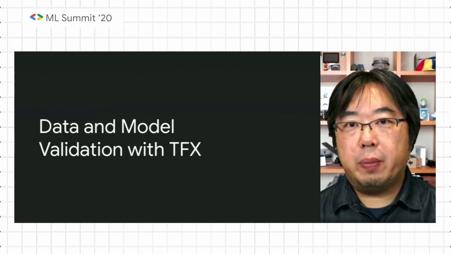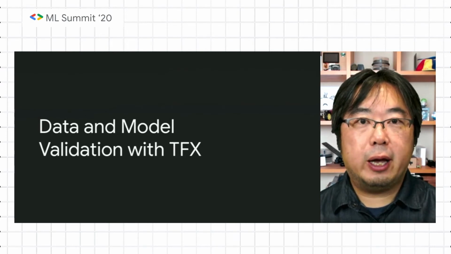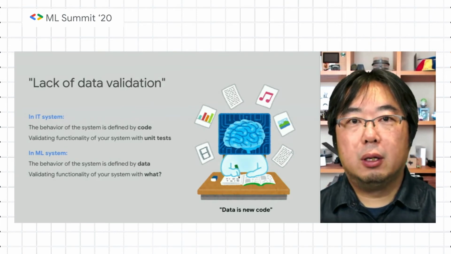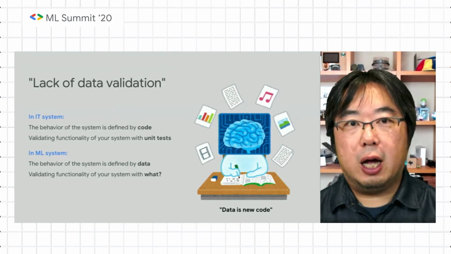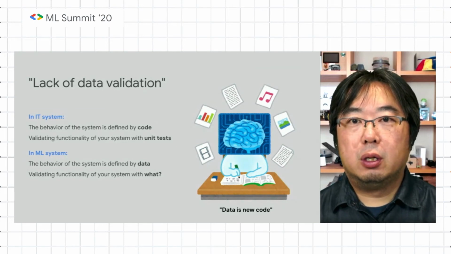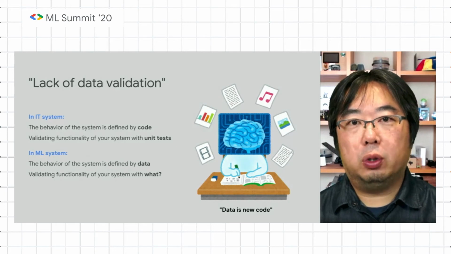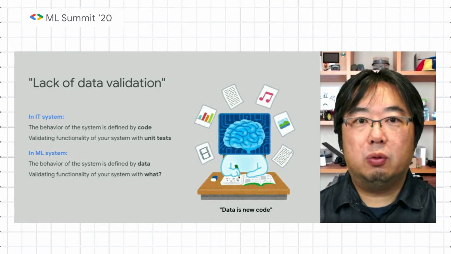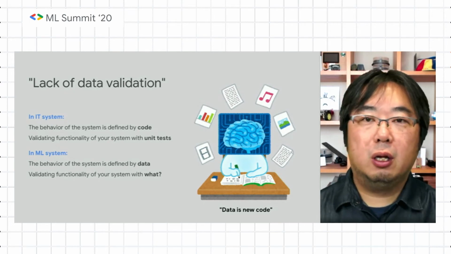Next, I'd like to discuss how data and model validation is important and how you can solve these problems with TFX. These problems can be seen in the anti-patterns. One of them is the lack of data validation. With machine learning, you are actually building an IT system, but the core part of that IT system is replaced with machine learning models, rather than ordinary traditional programming code written by humans.